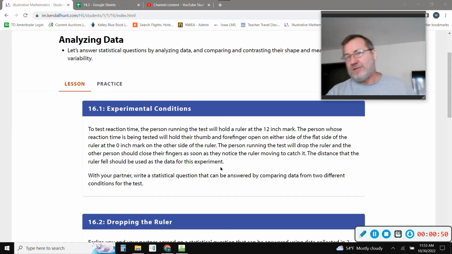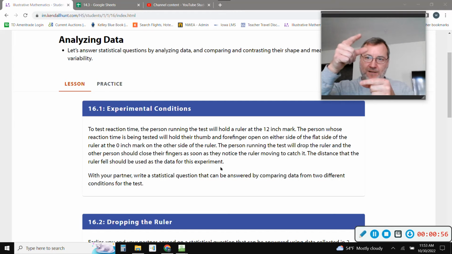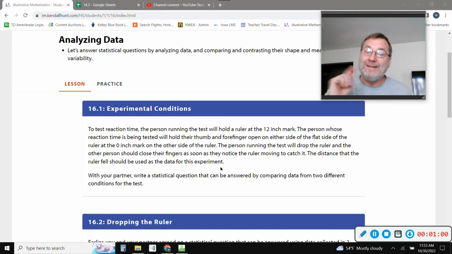So basically you're testing reaction time. One person's going to hold it, and the other person's going to have their finger there, and as you release it, it'll take a certain amount of time before the other person can grab hold of it. And you're going to record the change in the distance, how far it fell before they caught it. So you're recording the amount of distance it drops.